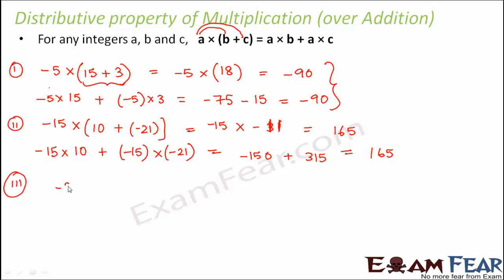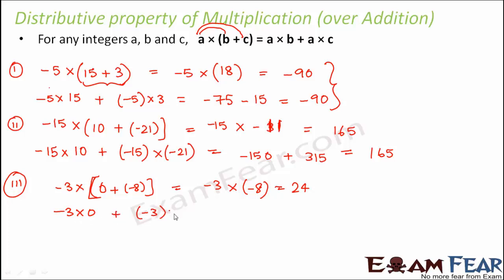Let's look at a third example where we will involve 0 as well. So minus 3 into 0 plus minus 8. So this is equal to minus 3 into minus 8, which is equal to 24. Following the property, this would be minus 3 into 0 plus minus 3 into minus 8. So this is 0 plus 24, which is equal to 24 again.